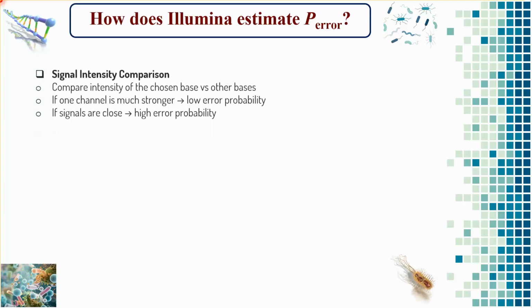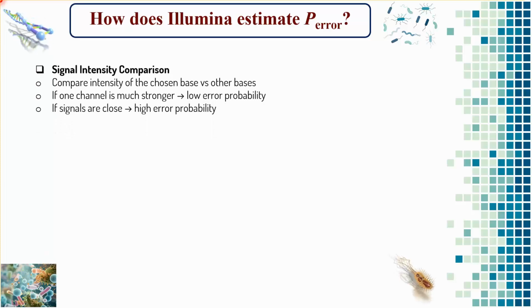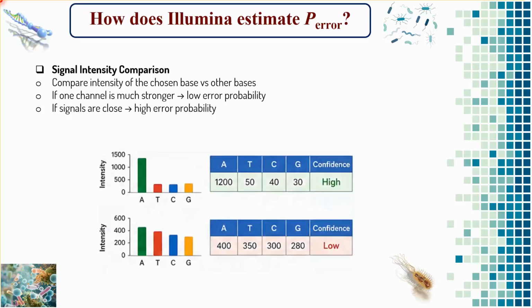First factor, signal intensity comparison. The system compares the intensity of the chosen base with the intensities of other bases. If one channel is much stronger, then the confidence is high and probability of error is low. But if the signals are close, then the system becomes uncertain and the probability of error increases.